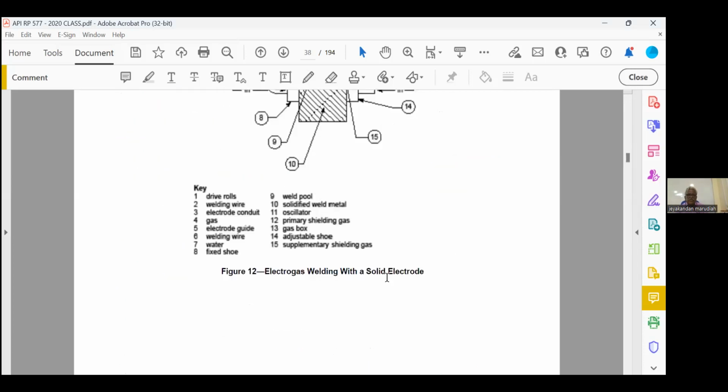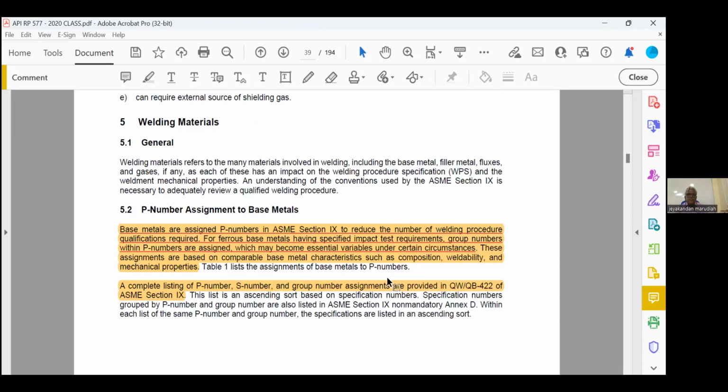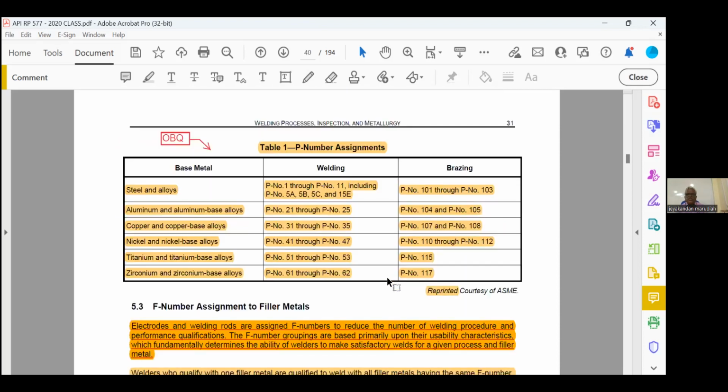Then these are not important. Just go to page number 31. This is the P number table. Just mark it as open book, because this table is already marked in section 9 also.